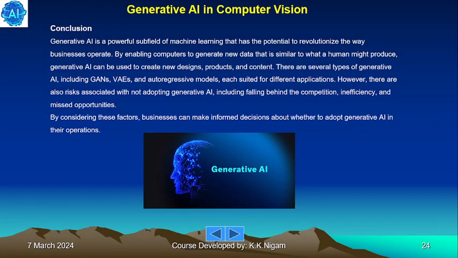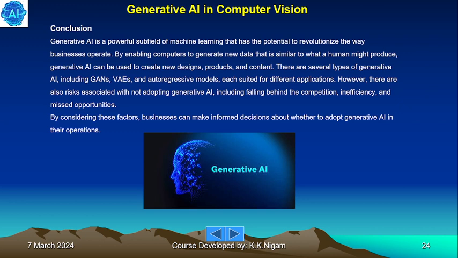Conclusion. Generative AI is a powerful subfield of machine learning that has the potential to revolutionize the way businesses operate. By enabling computers to generate new data that is similar to what a human might produce, generative AI can be used to create new designs, products, and content.